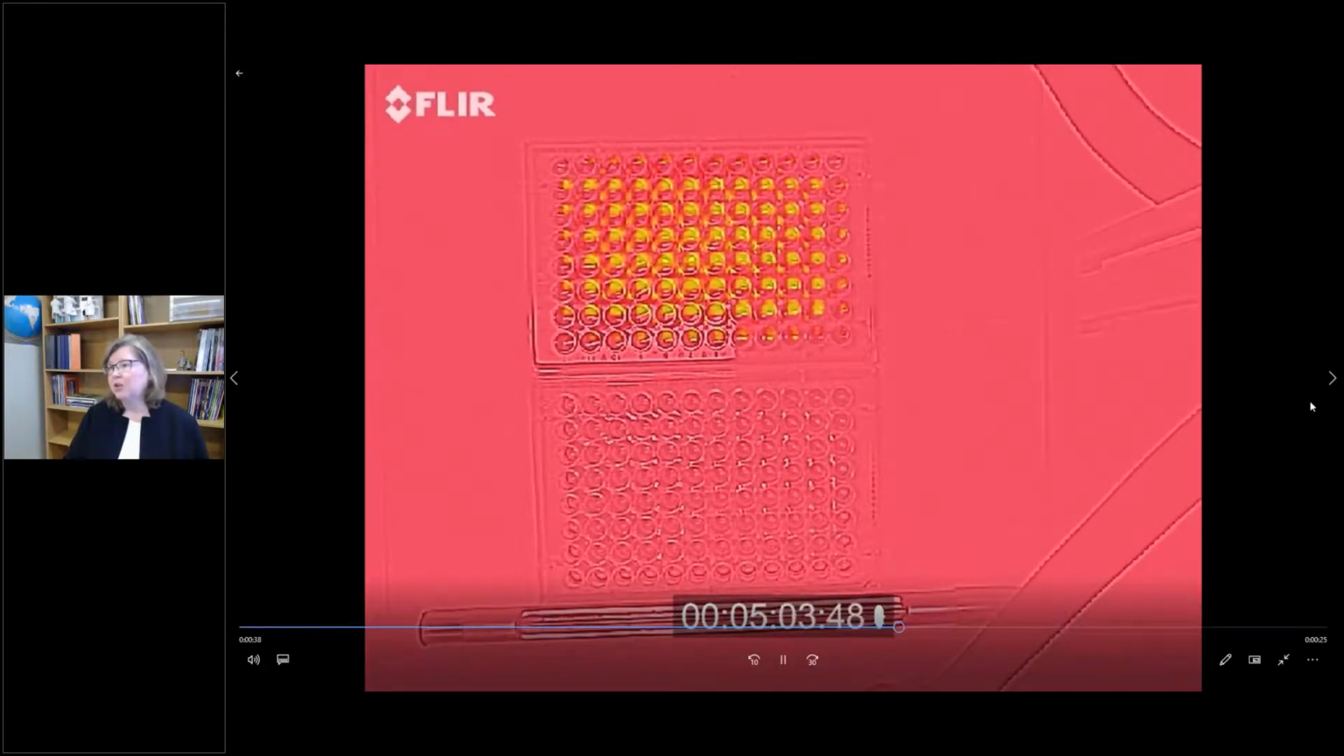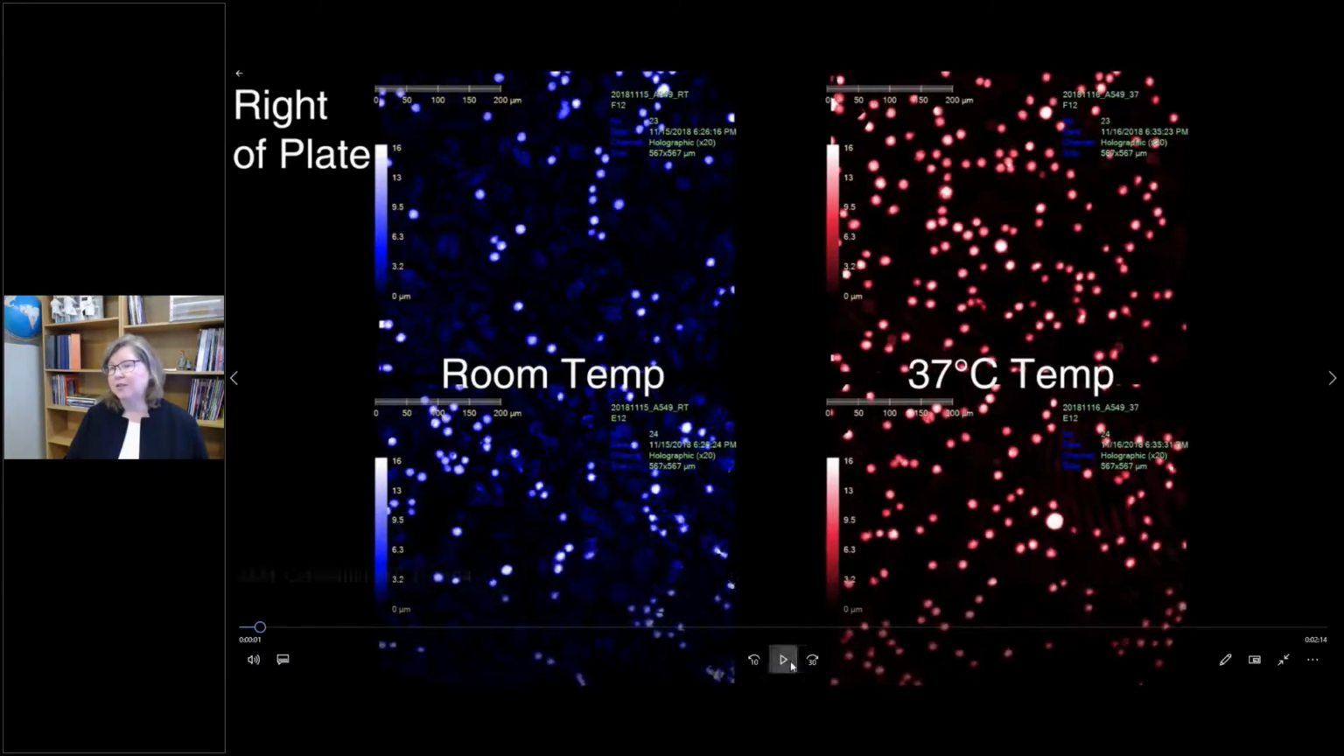So next I'm going to show you what's happening to the cells. This is with the HoloMonitor. Before I start this, I just want to say these are two wells on the right-hand edge of the plate over here, wells F12 and E12. On the left-hand side, we have a plate that was plated at room temperature and placed at 37 degrees, so it's undergoing these temperature shifts that we just saw. And on the right-hand side, we have ones that were plated at constant 37 degrees.